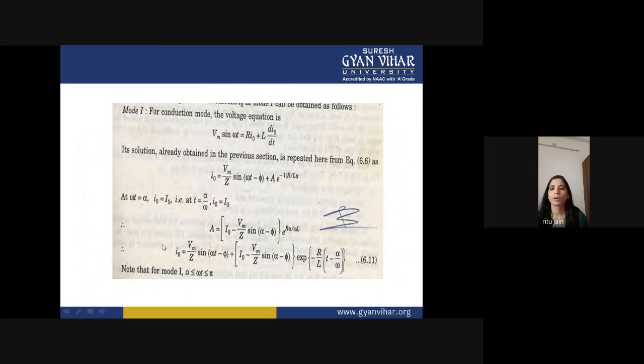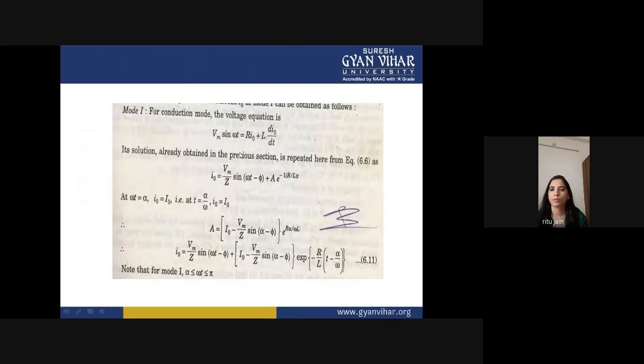So by solving this equation, you will get the expression for your output current, which is Vm upon Z sin(omega t minus phi) plus (I naught minus Vm upon Z sin(alpha minus phi)) and the exponential of minus R upon L (t minus alpha upon omega). So this is the equation for your output current.